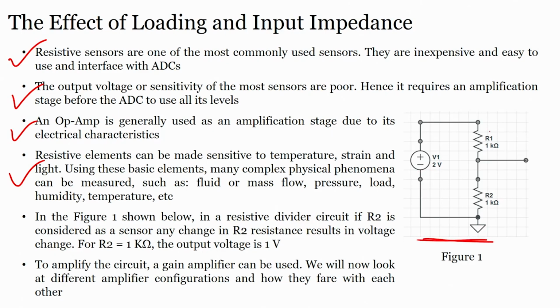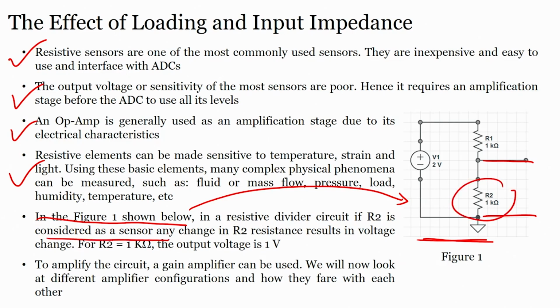You are applying a voltage, there are two resistors and you are measuring the voltage across resistor R2, right. So, in the figure shown on the side, you can see the figure, right. It is a resistive divider, if R2 is considered as a sensor. So, let us assume that this R2 is a sensor.